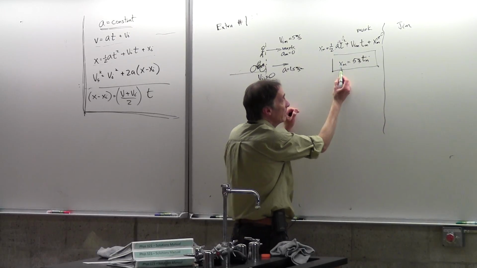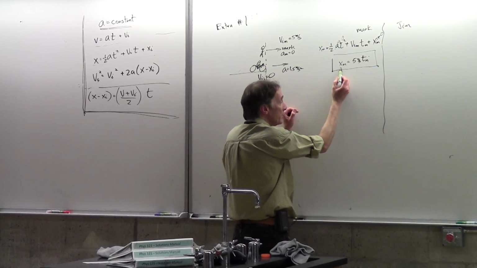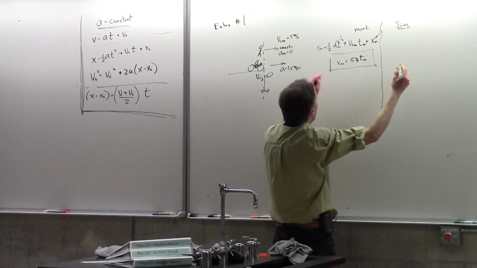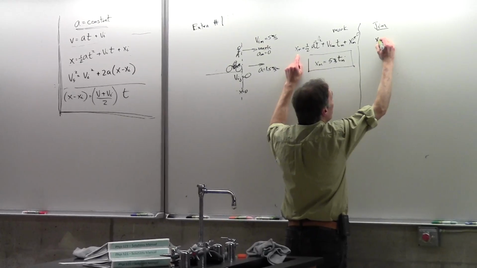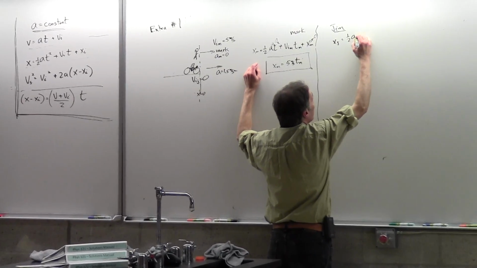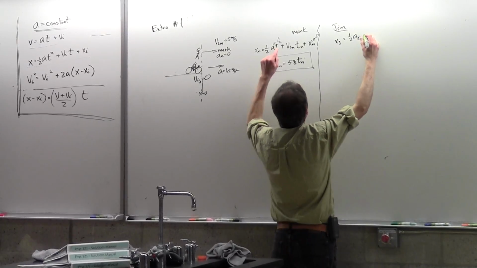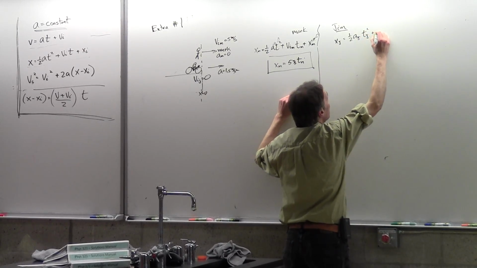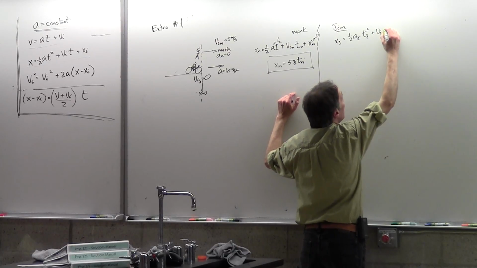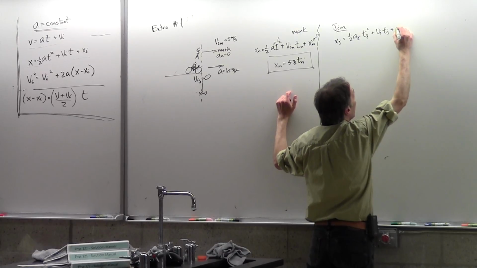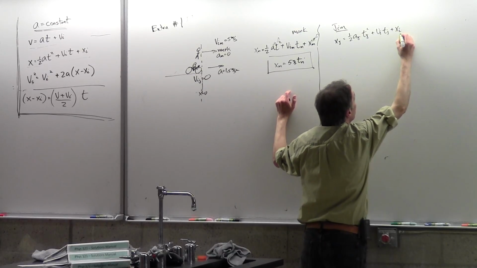I can't do too much because I don't know the time and his position, but that's the equation describing it. The x of Jim is going to be 1/2 the acceleration of Jim times the time squared of Jim, plus the initial velocity times time of Jim, plus the initial position, x of Jim.